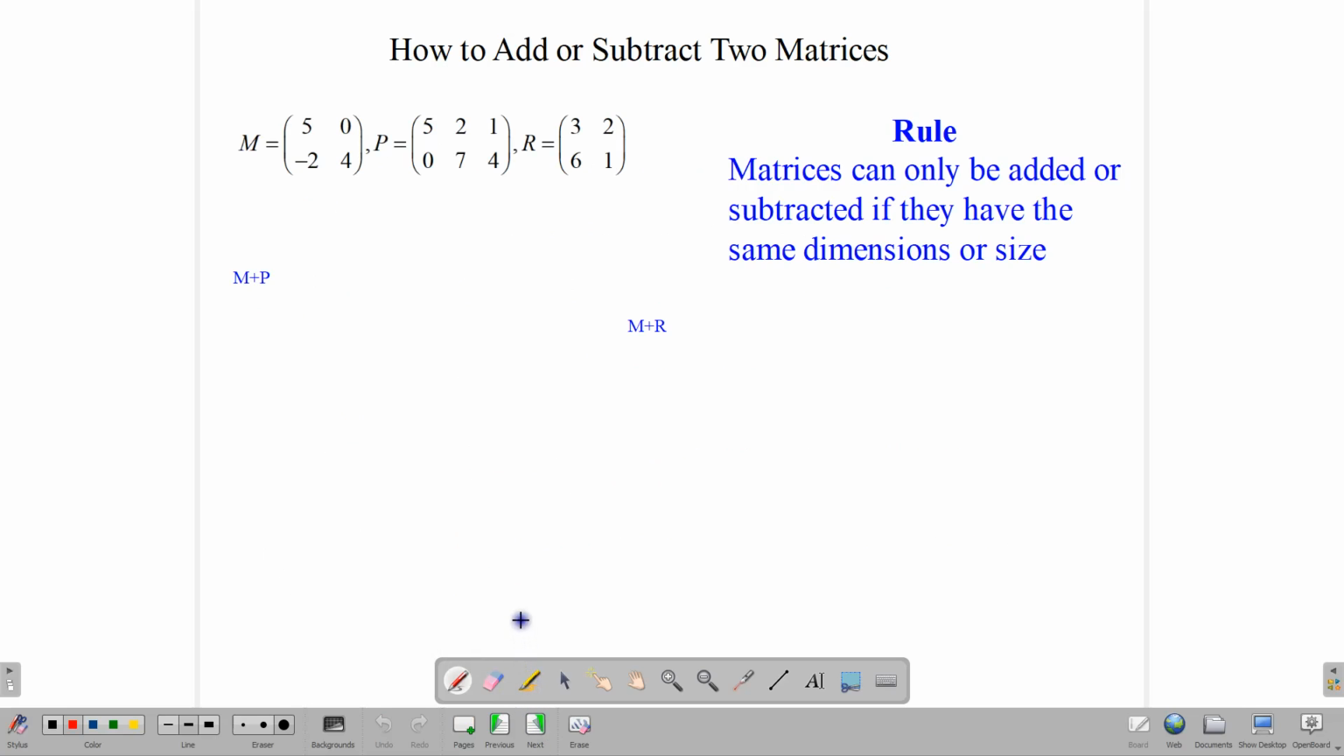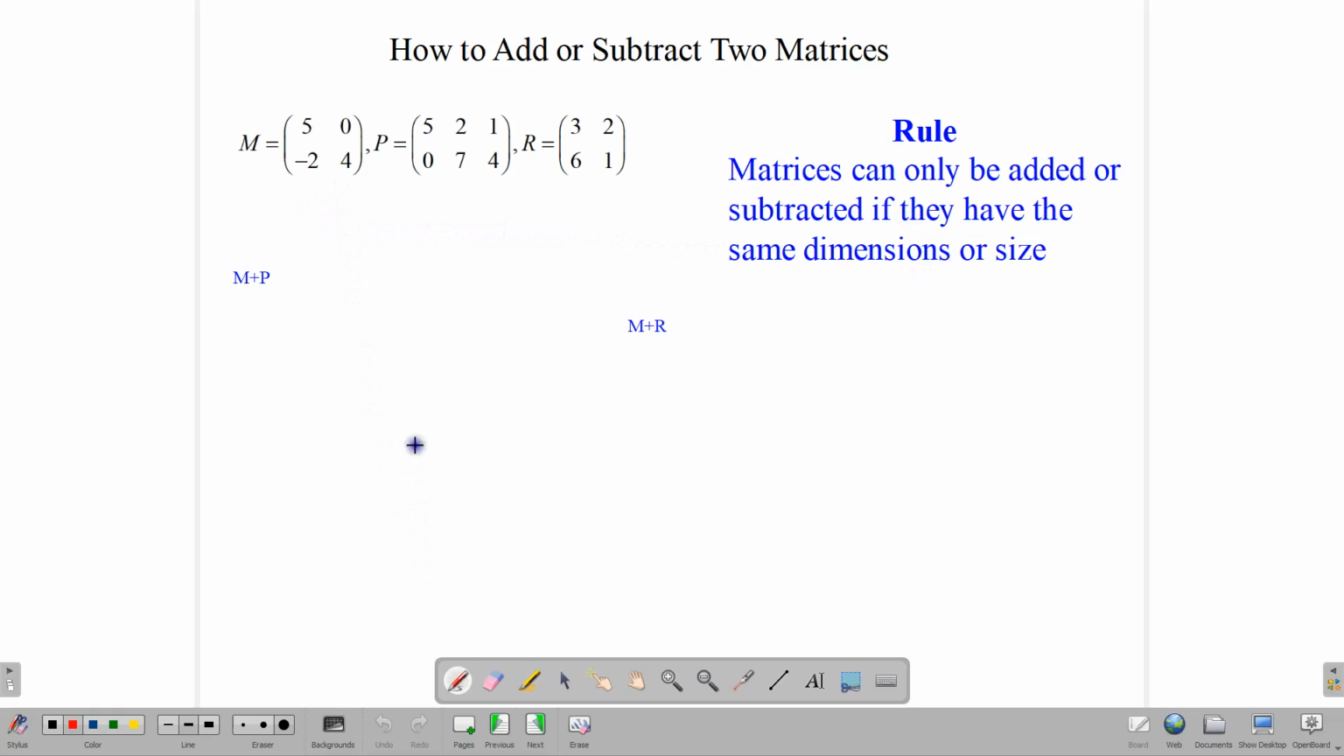Now, how do we add or subtract two matrices? As a rule, matrices can only be added or subtracted if they have the same size or dimensions. So this is important to remember. Remember to jot it down somewhere and memorize it. You can only add two matrices if they have exactly the same size or the same dimensions.